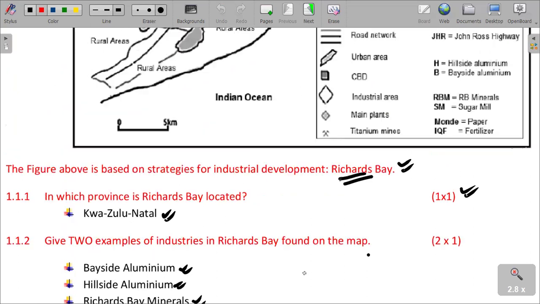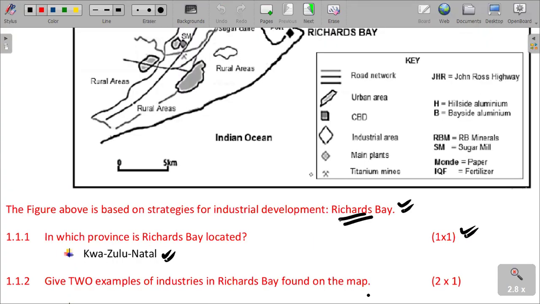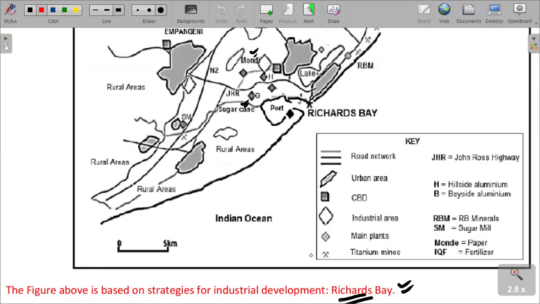So you are given all these industries. These are all on the map there. We have got the sugar mill, we have got the fertilizer, we have got the paper mill, we have got many other industries that are actually given on the map there.